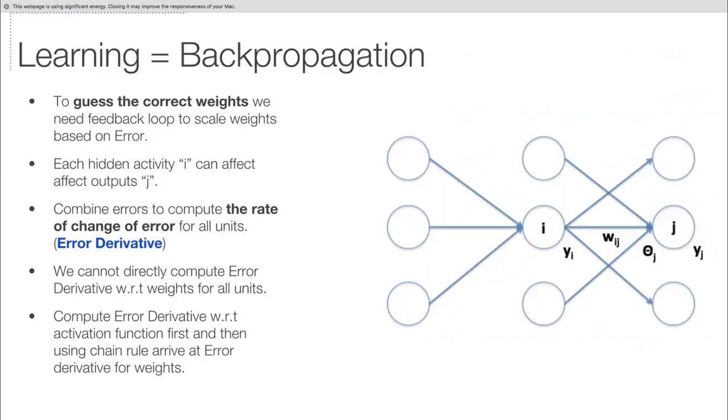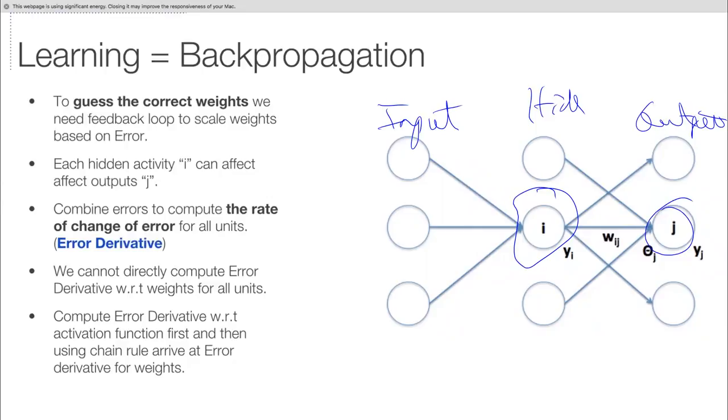Now, to guess the correct weights, we need a feedback loop to scale the weights. This is a hidden layer. This is an input layer. This is an output layer. The hidden activities actually affect the output layer. We need an error derivative to compute the rate of change for the value W to make that change up or down and go back and ask the question, hey, are we good yet? Are we good yet, right? That is called backpropagation.